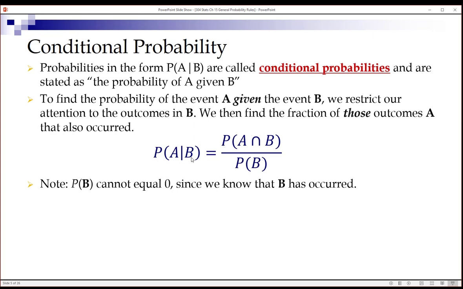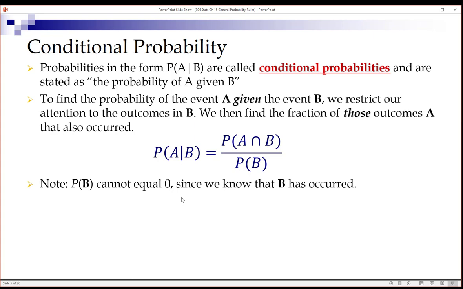We know that B has already occurred, so we're trying to figure out what's the probability of A now that B has already occurred, so that means A and B have both occurred. And remember, whatever we're given, that becomes our new denominator. So the probability of B becomes our denominator. The probability of B cannot be 0 because it doesn't make sense for us to divide by 0.